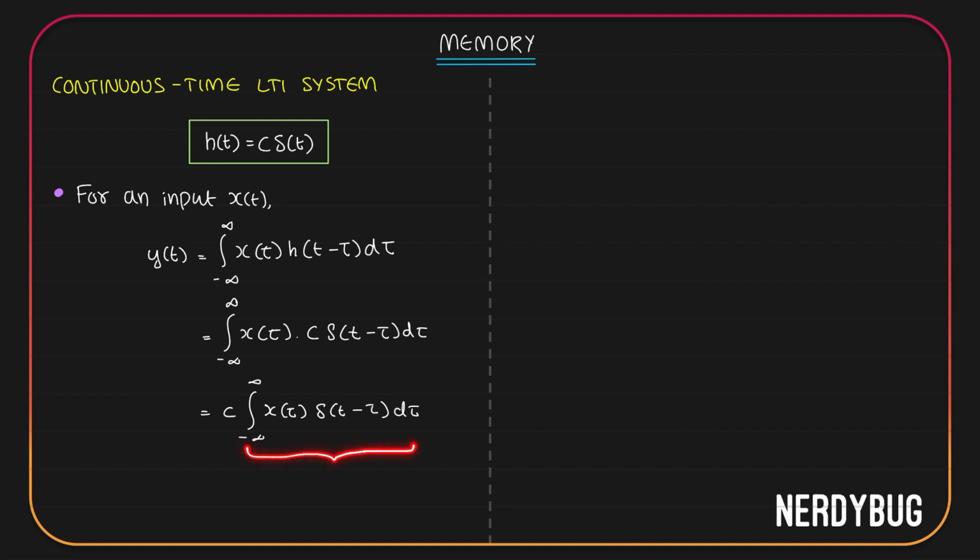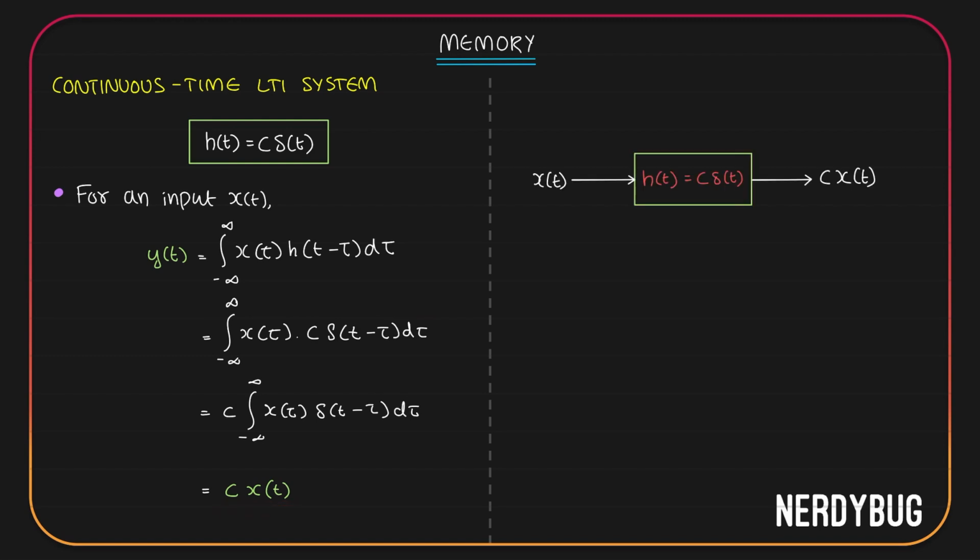Now this is again what we call shifting. This is how we write a function x of t as an integral of amplitude scaled and time shifted impulse functions. So this is just c multiplied by x of t. We can conclude that the output of a memoryless continuous time LTI system, whose impulse response is given as c delta of t, is c x of t. If you give an input x of t, the output will be x of t multiplied by c.